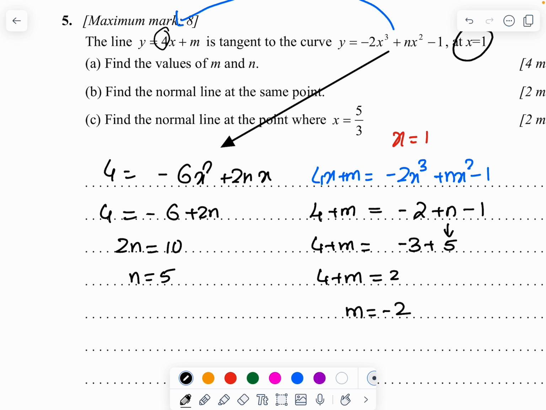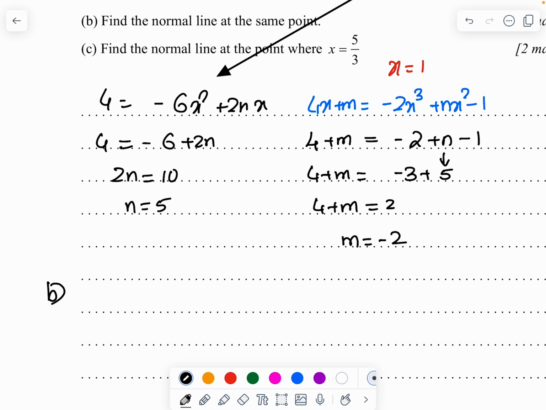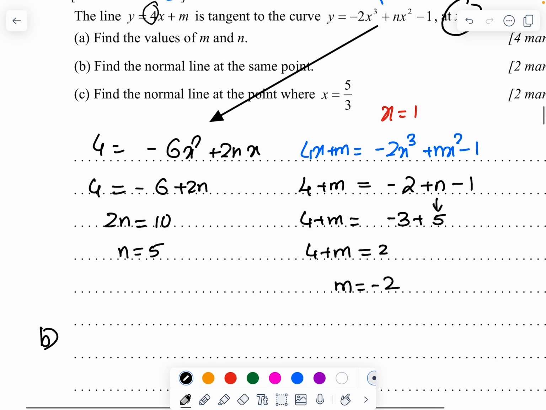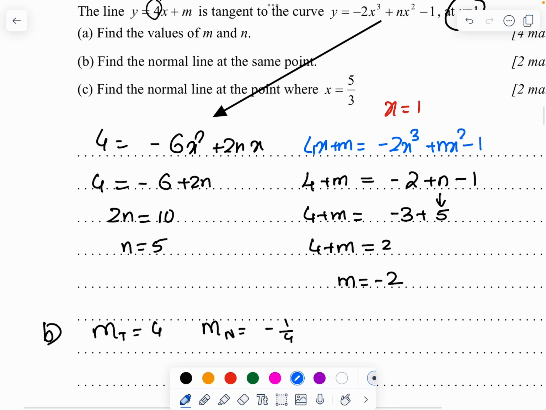That's going to be the answer. Find the normal line at the same point. To know the equation of a normal, we need to know the point and the slope. We know that the gradient of the tangent was 4, so the gradient of the normal will be negative 1 upon 4. Now I need to know the point. So plug in x equals 1 in this equation.